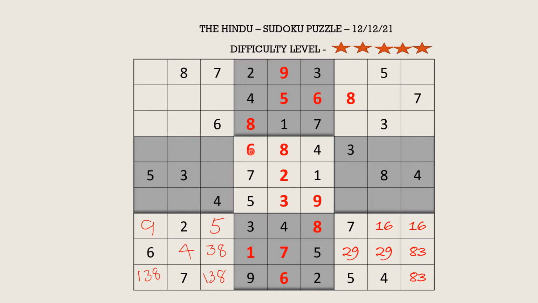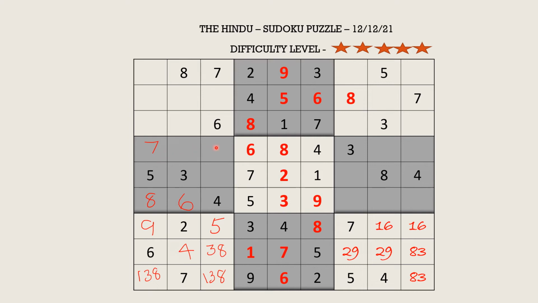We have a 6 blocking here and a 6 blocking here and a 6 here. So this cell takes a 6. There's an 8 blocking here and an 8 blocking here. So this cell takes 8. 7 is blocking here, and there is a 7 blocking from there. So this cell takes 7.